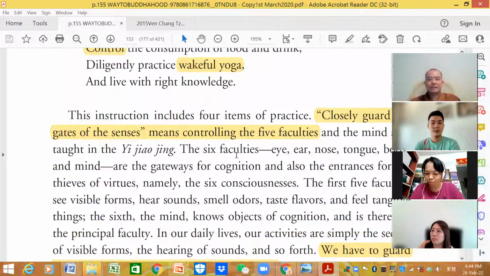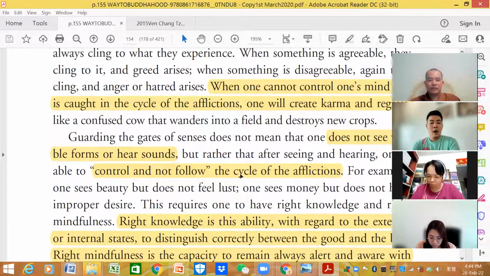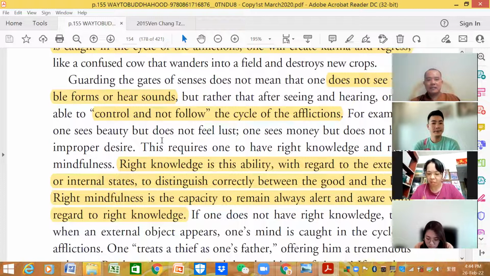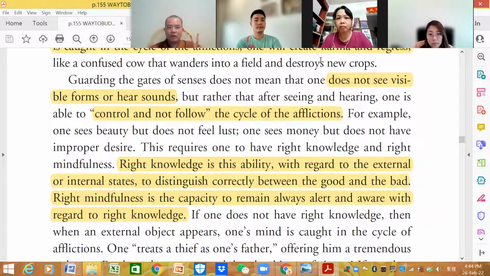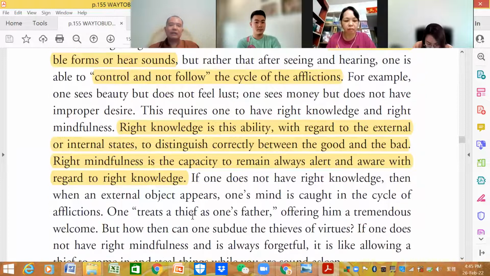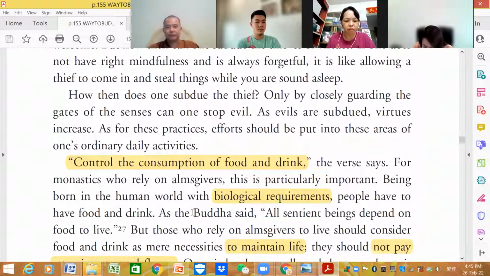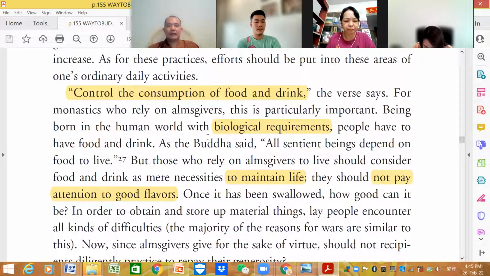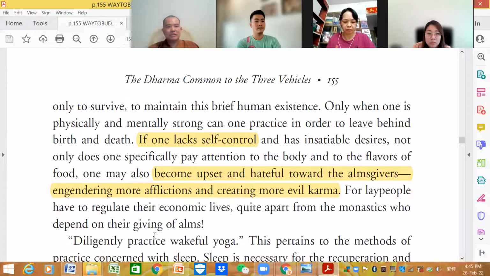Okay, then these are the things. Let's try to see. In regard to the gates, we have two definitions. We call them right knowledge and right mindfulness. Right knowledge means that you have to know what is good for you. As I mentioned, right mindfulness means that you have the capacity to remain alert. You've got right knowledge and right mindfulness, 正念正知. Okay. And then control the consumption of food. Basically, the purpose of food consumption is to maintain life, not for fitness, not for beauty.